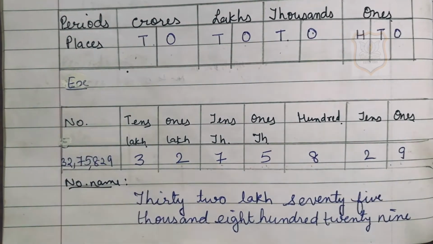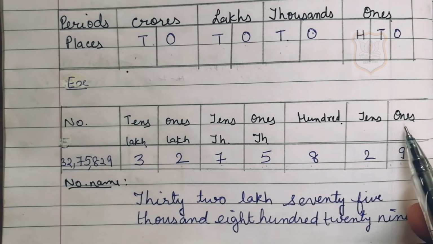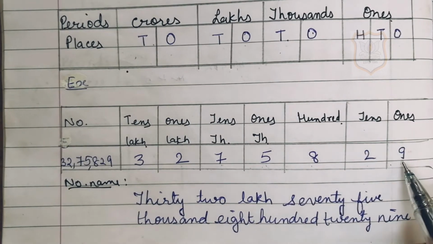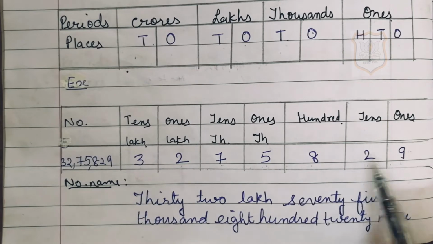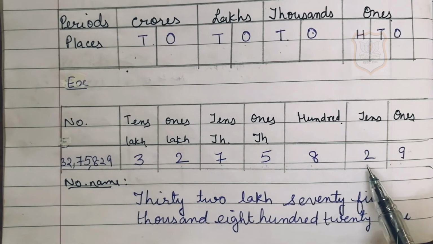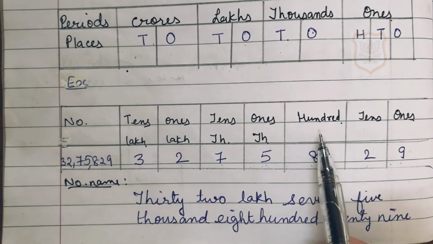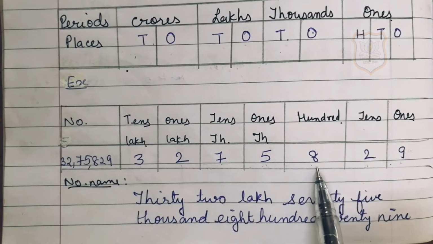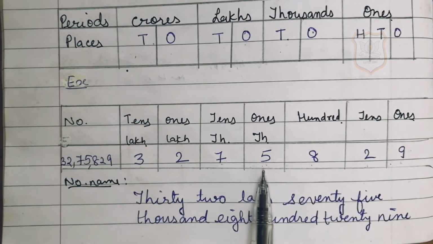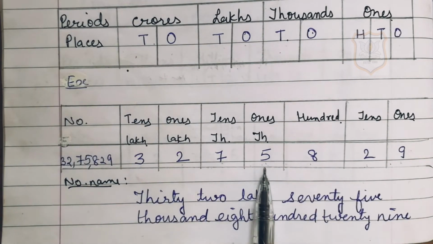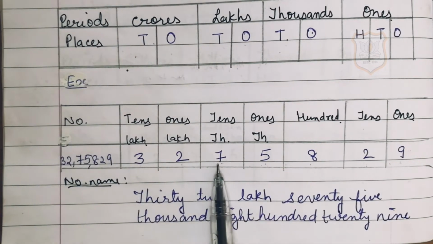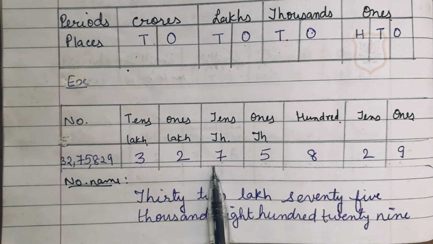Now we will multiply the digits with the place it occupies. We will multiply 9 with 1 as it is in ones column, so 9 ones is 9. We will multiply 2 with tens, so 2 tens will be 20. We will multiply 8 with 100 as it's in hundreds column, so 8 multiplied by 100 is 800. We will multiply 5 with 1000, so the place value of 5 is 5000. We will multiply 7 with 10,000.